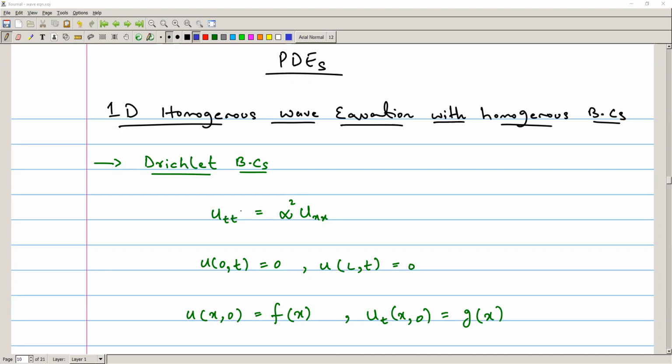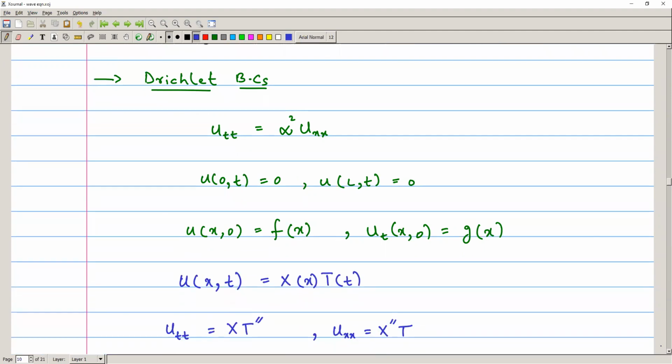So in this class, we are going to discuss the one-dimensional homogeneous wave equation with homogeneous boundary conditions. We will discuss Dirichlet and Neumann boundary conditions in this lesson. Here we are given an equation that is the homogeneous wave equation.